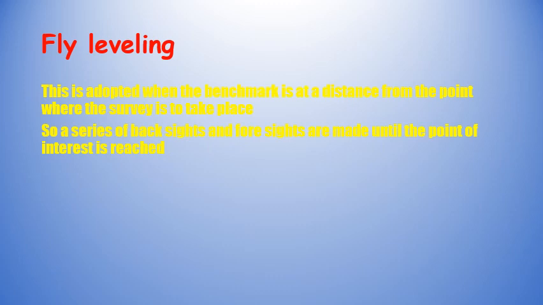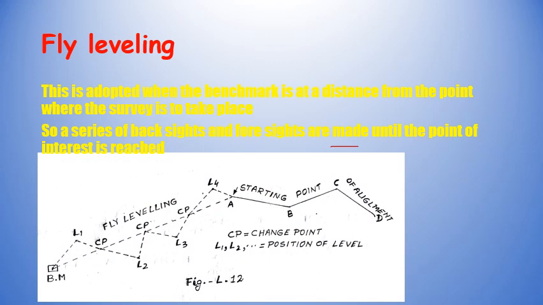So this is adopted when the benchmark is at a distance from the point where the survey is to take place. A series of backsights and foresights are made until the point of interest is reached. Here you can see that the benchmark is at some point here, and we are going to do the survey from our starting point here. The only way to connect the benchmark to our starting point is to do differential leveling to connect these two points, and that is what we call fly leveling.